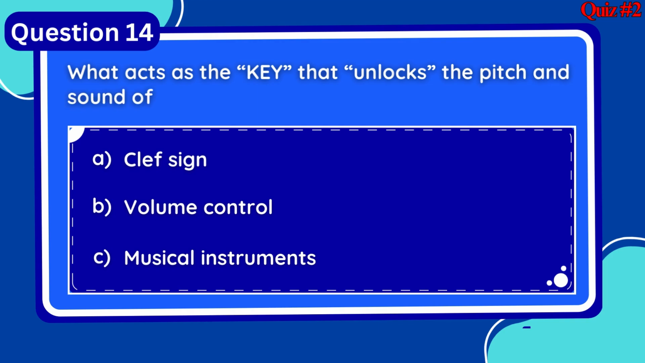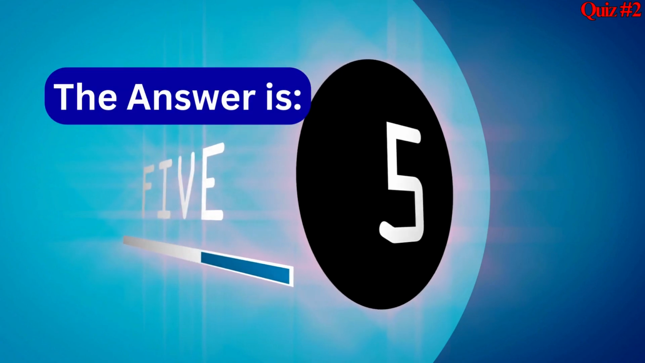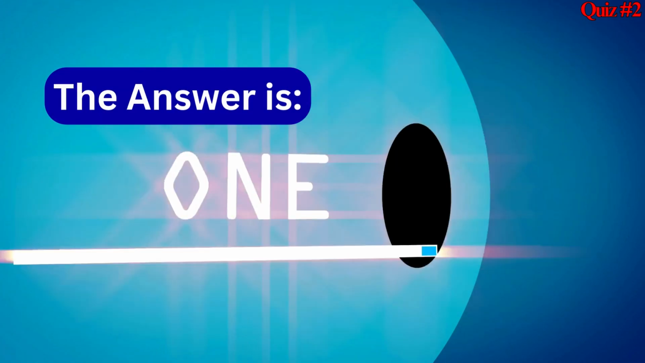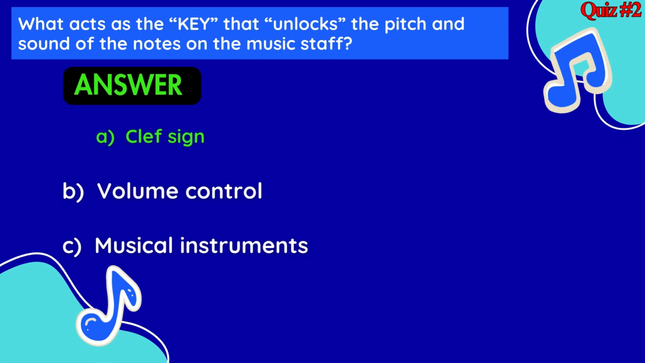Question 14. What acts as the key that unlocks the pitch and sound of the notes on the music staff? A, the clef sign, B, volume control, or C, musical instruments? And the answer is A, the clef sign.